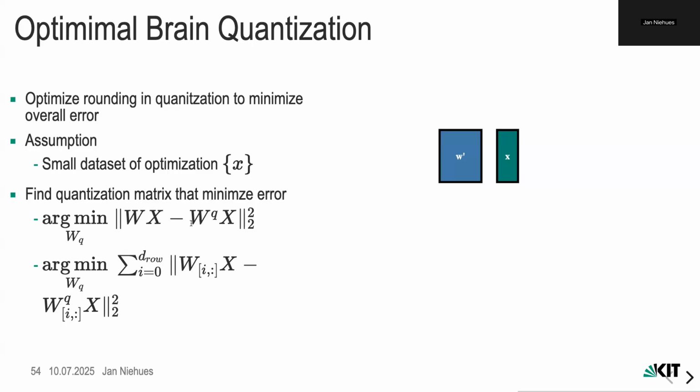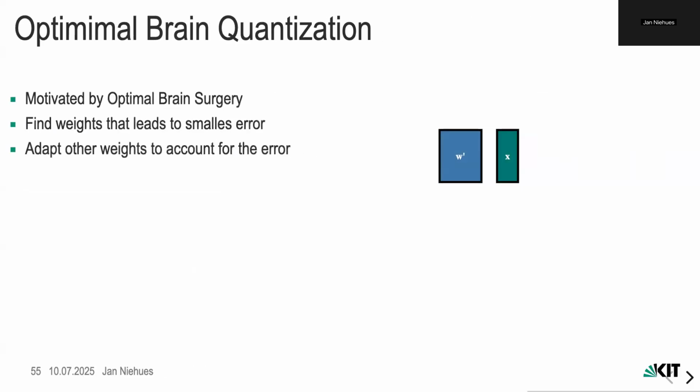And so what you can do is, instead of the argmin of the full matrix, you do the argmin of the sum over all rows, and then you always multiply the row with X and the quantized row with X, and you try to minimize this type of thing. And now comes, oh, it's not damage, so it's surgery, I'm sorry. But I think there's both even. So it's motivated by an algorithm called optimal brain surgery.